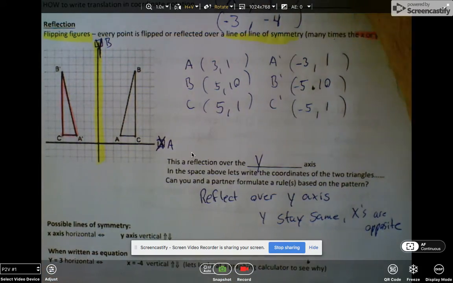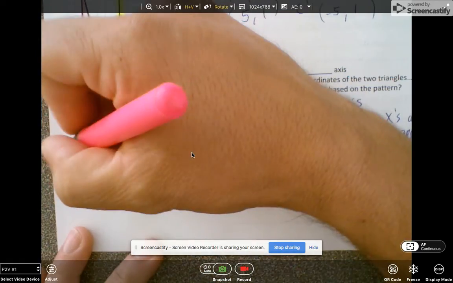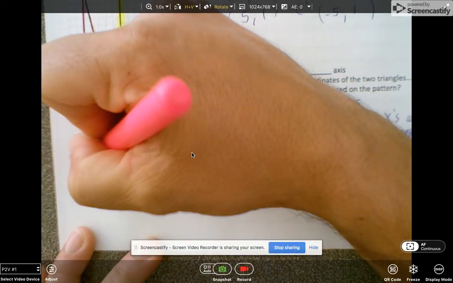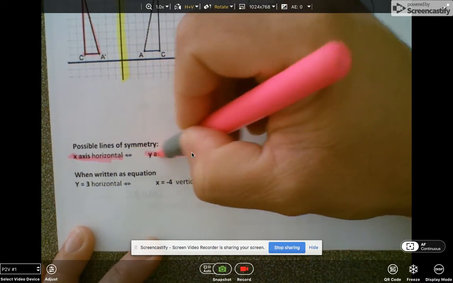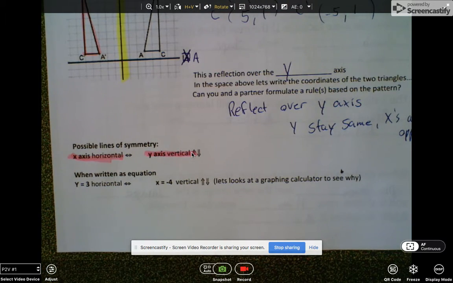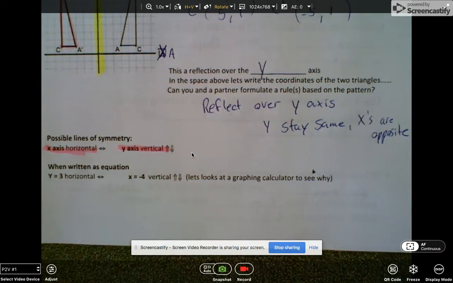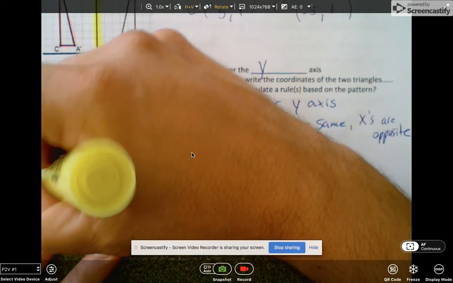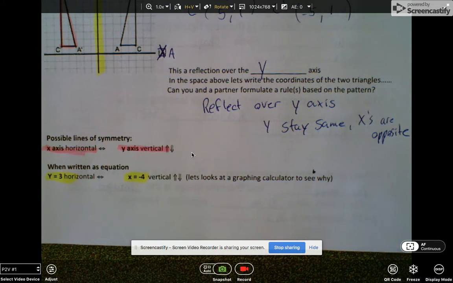Possible lines of symmetry. We'll start off with the easier ones. We're just using the X axis, which is your horizontal axis, or your Y axis, which is your vertical axis, and you're reflecting over those. But there are a lot of times when they'll give you an equation as a line of symmetry. So that could be like y equals 3 or x equals -4. So let me quickly show you y equals equations versus x equals equations.